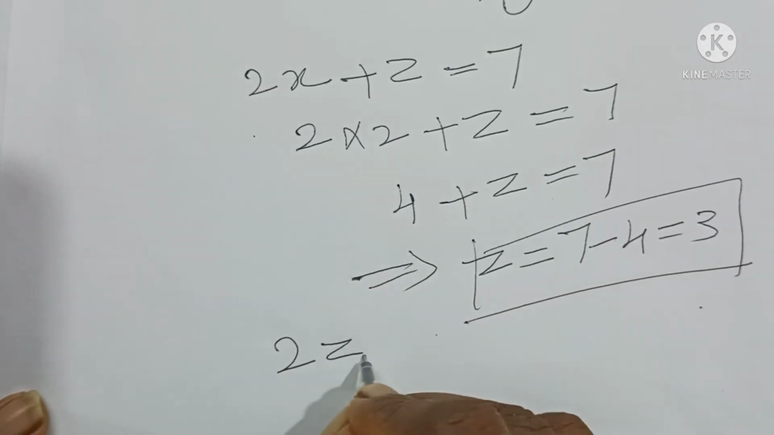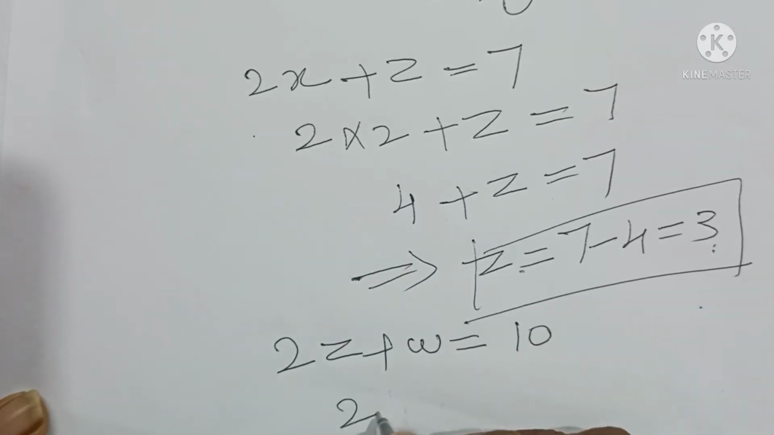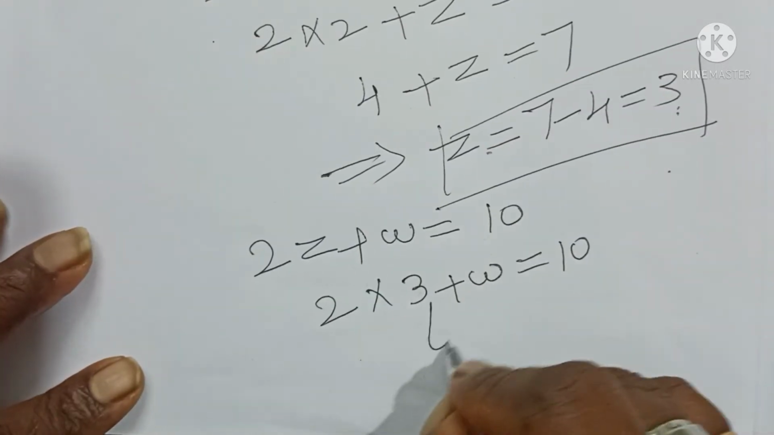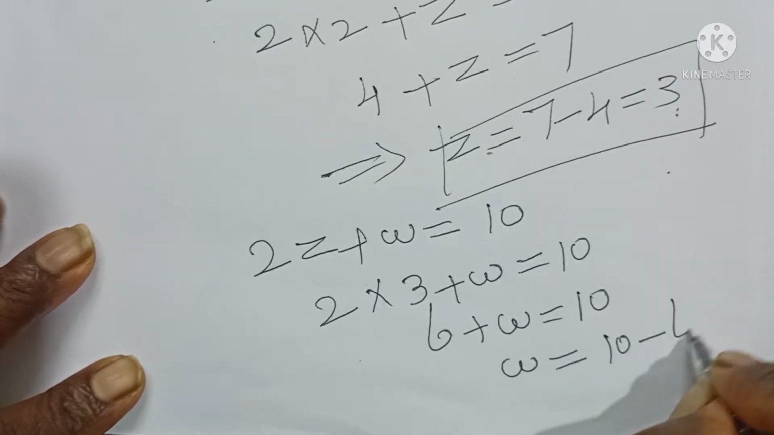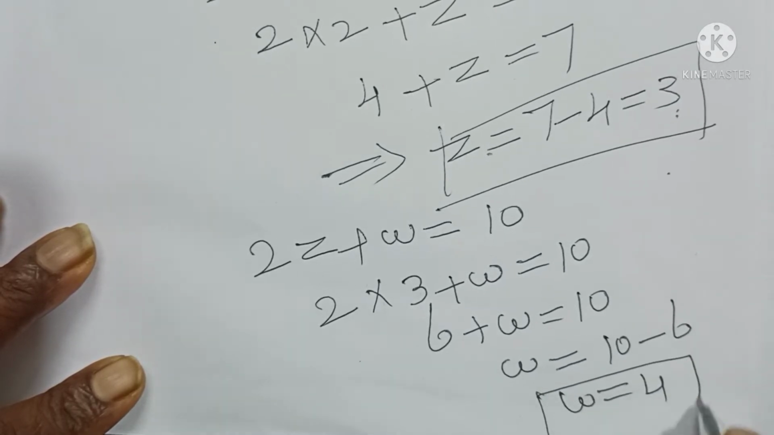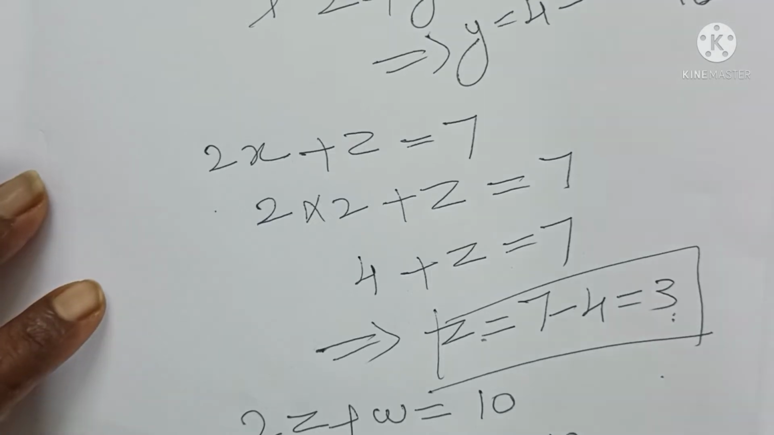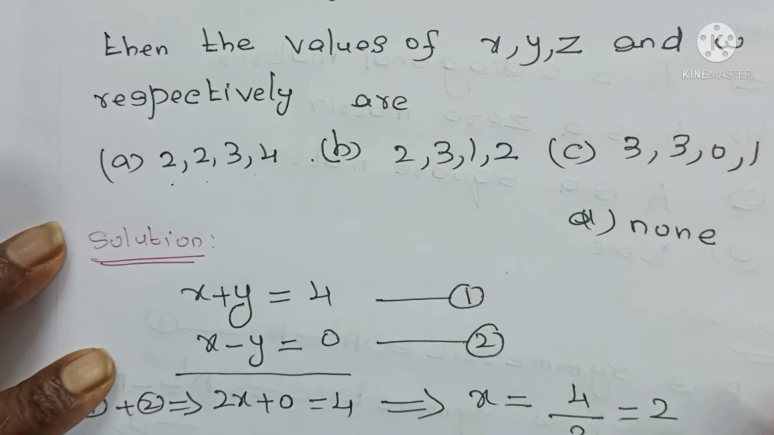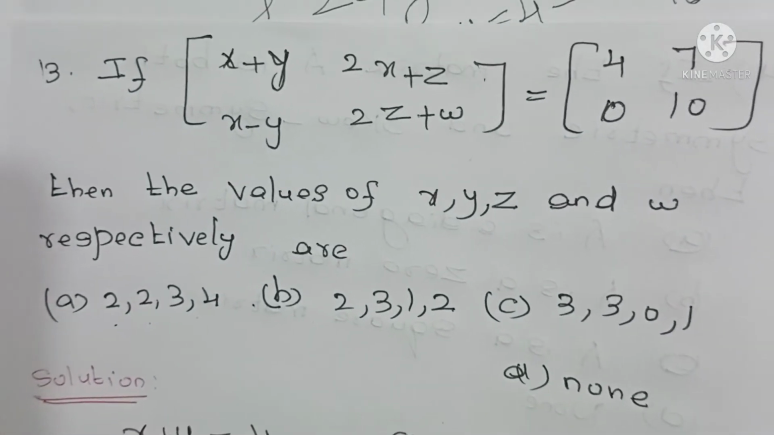So 2z plus w is equal to 10. What is the value of z? 3. So 2 into 3 plus w is equal to 10. So 6 plus w is equal to 10. What is the value of w? 10 minus 6, which is equal to 4. So what is the value of w? 4. So 2, 2, 3, 4. So what is the answer? Option A, 2, 2, 3, 4. Now I am showing the question and answer. If you want, you can write.